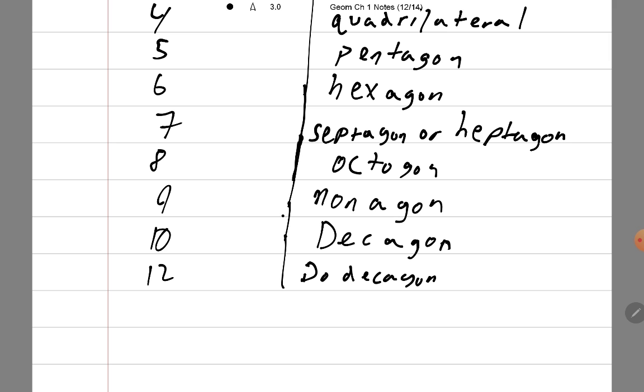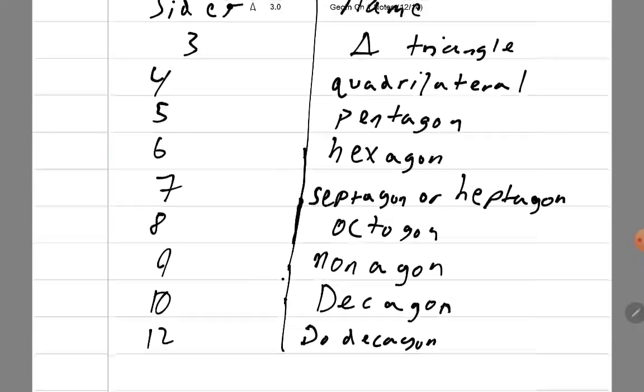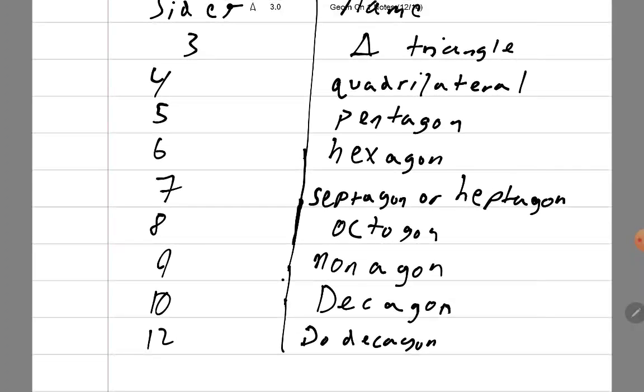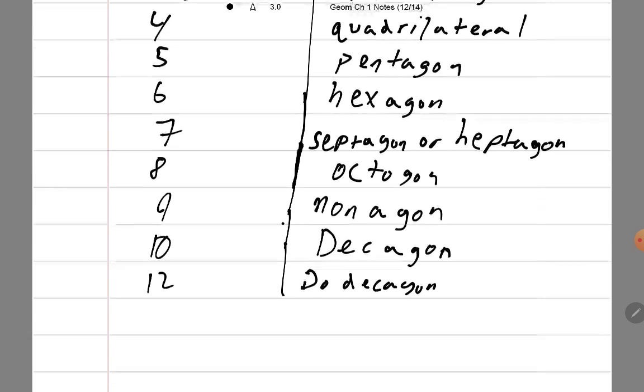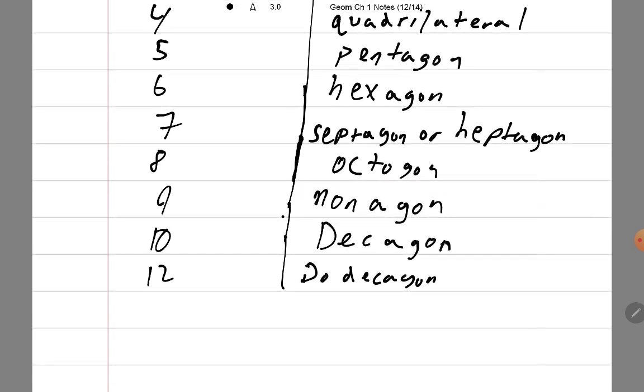All right. So you need to memorize what all these mean. So 3-sided triangle, 4-sided quadrilateral, 5 penta, 6 hexa, 7 is septa or hepta, 8 is octa, 9 is nona, 10 is deca, 12 is dodeca. You do need to memorize those because some of your questions will tell you that it's a nonagon. It's like, what's a nonagon? It's 9-sided.